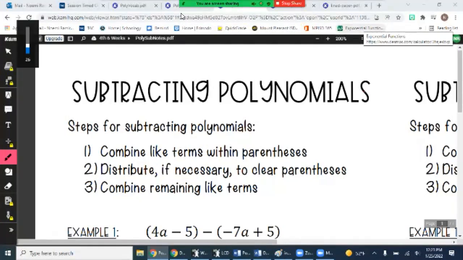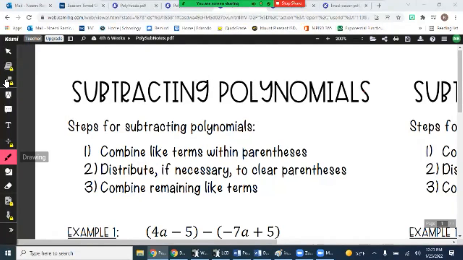Okay, so yesterday we worked on adding the polynomials. Today we're going to do subtracting. Directions are still going to be the same. So let's go ahead and scratch out that first one, and we're going to renumber these.